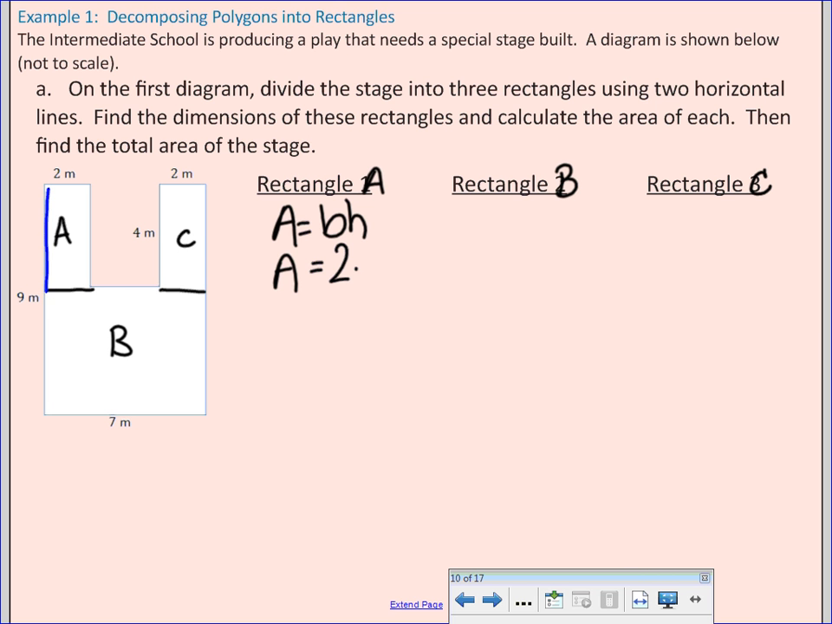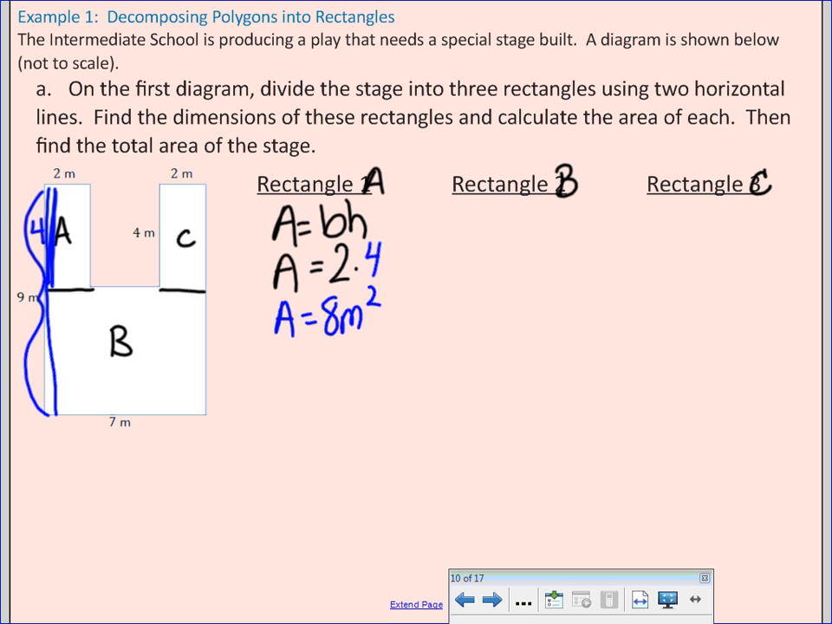This whole thing is 9. This part is 4. So what is the height of A? The height is actually 4. So area is 8 meters squared.